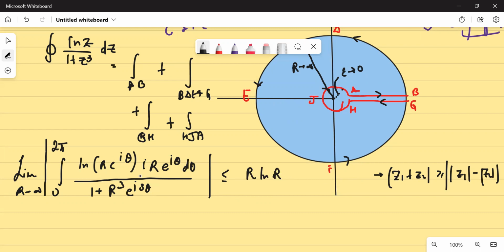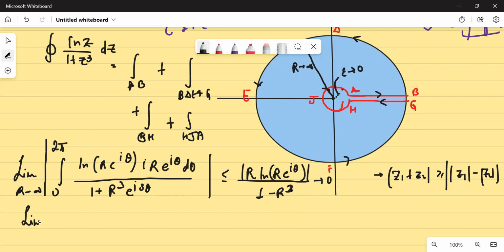Okay, so this is r, because here it will be r e^(iθ), whose modulus is 1, and this will be ln. So I'm writing ln of r e^(iθ), this entire modulus, divided by 1 minus r cubed. You can clearly see that the denominator dominates when it comes to the power of r. So as r tends to infinity, this entire term will go to 0.